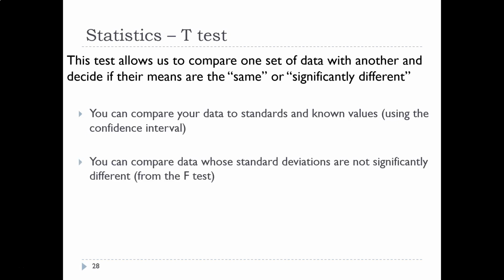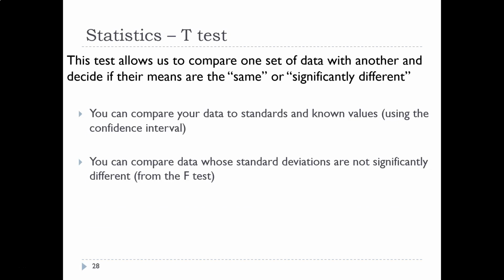A second way to use the t-test is you collected two sets of data from the same sample using two different methods, and it's already passed the F-test. Then we're going to use the t-test to compare to see if their averages, their means, so more like their accuracy, are significantly different or not. These are the two we're going to focus on.